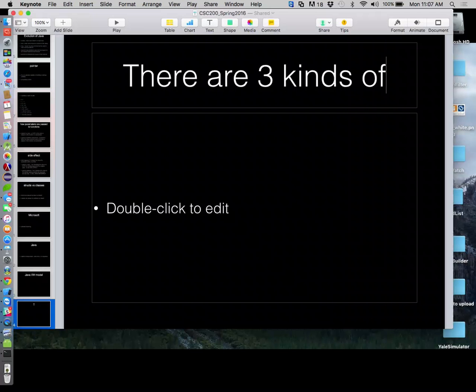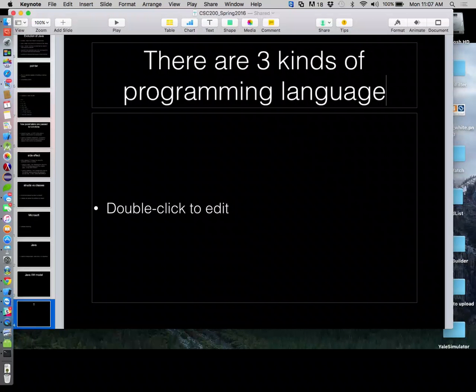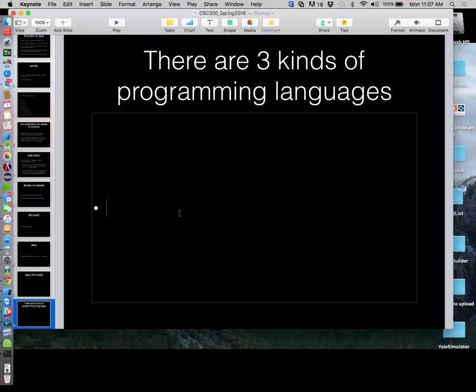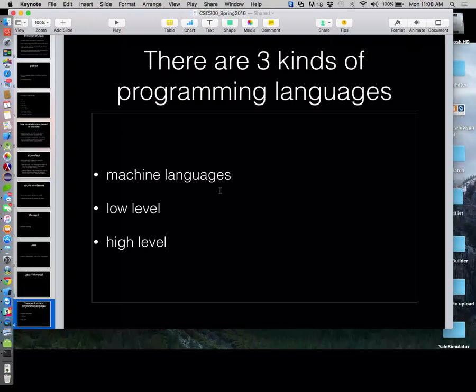There are three kinds of programming languages. I think I mentioned this before. We've had a slide that looks kind of like this before, right? Two different kinds, three different kinds. So these are from different directions, looking at programming languages through different lenses. So we have low-level languages. Actually, let's start with this. Let's say machine level, machine language. We have low-level languages, and we have high-level languages.